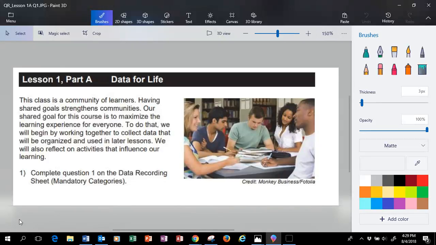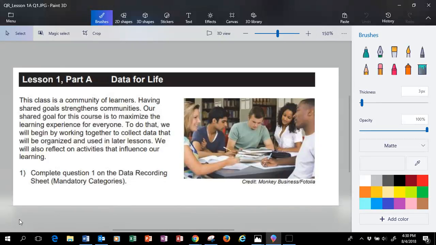So in this very first part, read along as I read the first paragraph. This class is a community of learners. We'll just be a different community since we're an online community. Having shared goals strengthens communities. Our shared goal for this course is to maximize the learning experience for everyone. To do that, we'll begin by working together to collect data. We are not a synchronous course, so we will not be able to work together, but I'll make adjustments for that. And then we're going to take data that's going to be organized and used in later lessons. We will also reflect on activities that influence our learning.